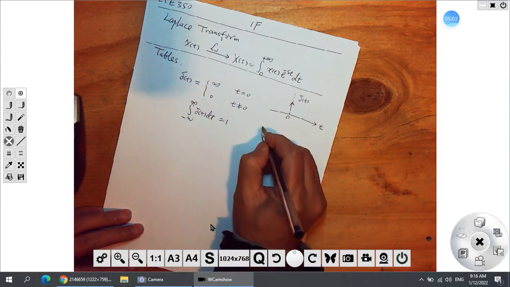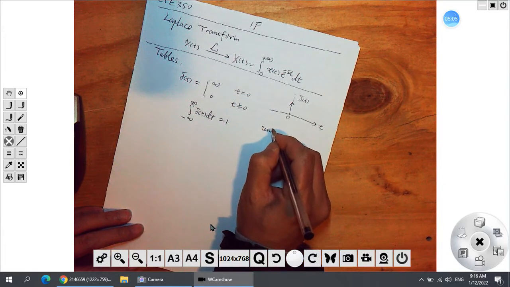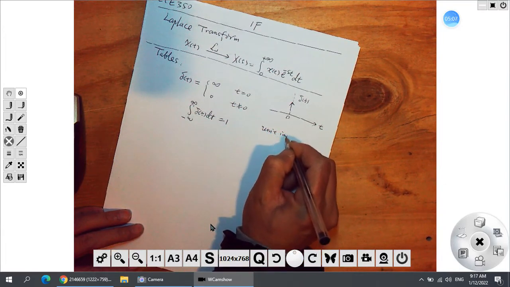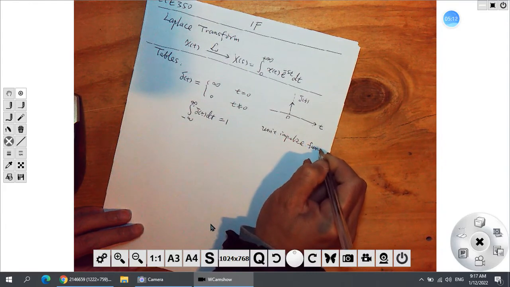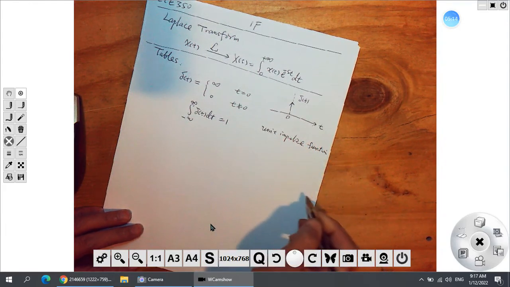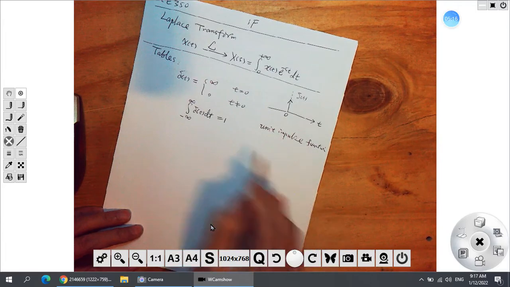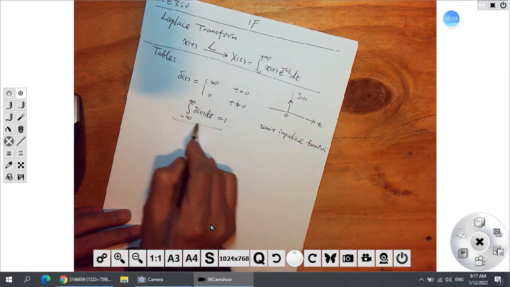It's the unit impulse function. This is an impulse and it's a unit. This is a unit impulse function.